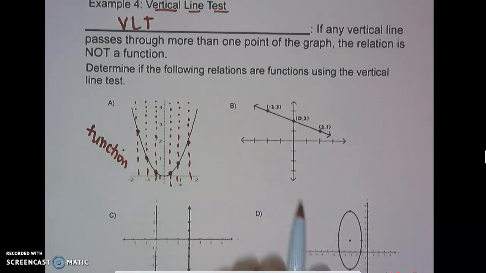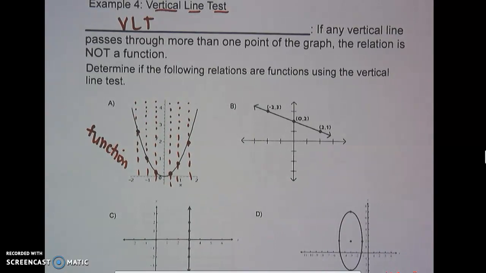Okay, what about this one? Or this one, or this one. I want you to take a second and think, which ones do you think would be a function or not a function? Again, you're looking for x values to repeat.